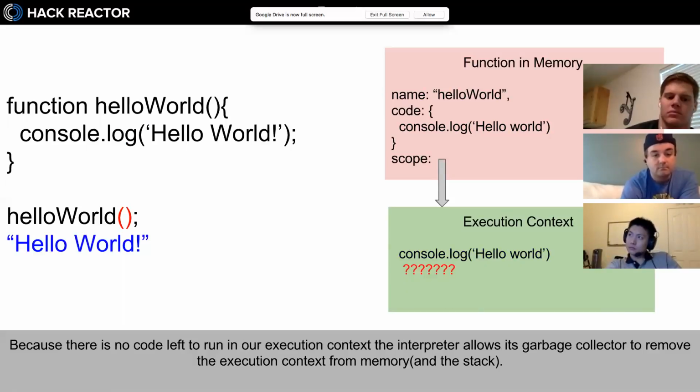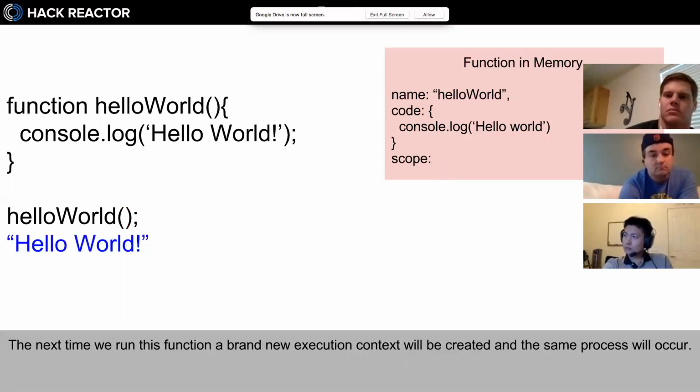Because there is no code left to run in the execution context, the interpreter tells what's called the garbage collector. So this is a process that runs behind the scenes called garbage collection. And the interpreter tells the garbage collector that it can go and remove that particular execution context from memory and from the stack. The next time we run this function, a brand new execution context will be created, and the same process will occur.